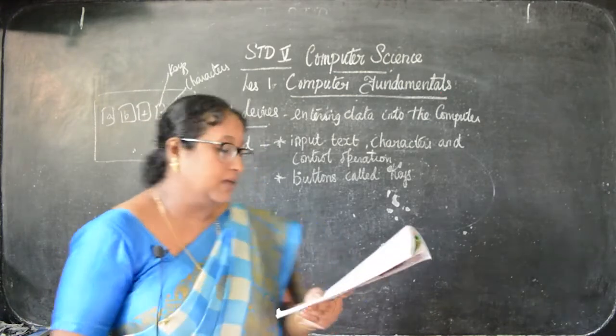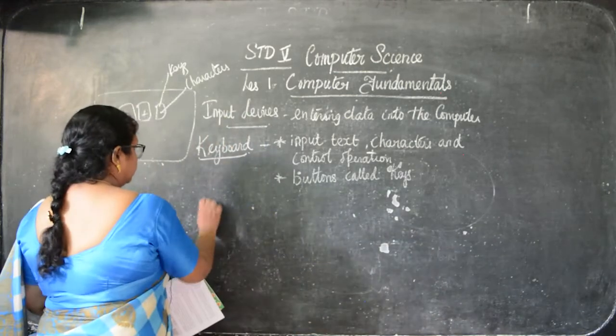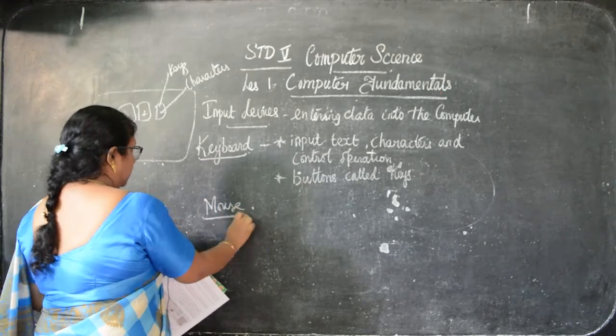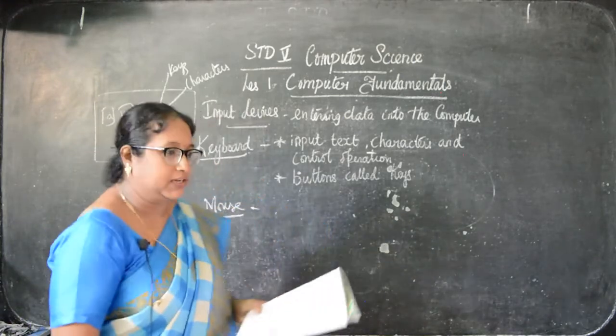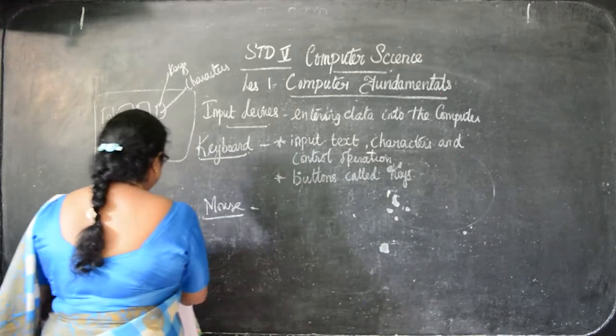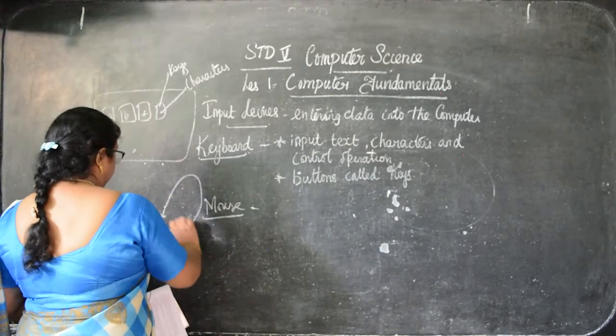Then the second is the mouse. A mouse is a pointing device. Everybody knows what a mouse is? Okay, this is a mouse.